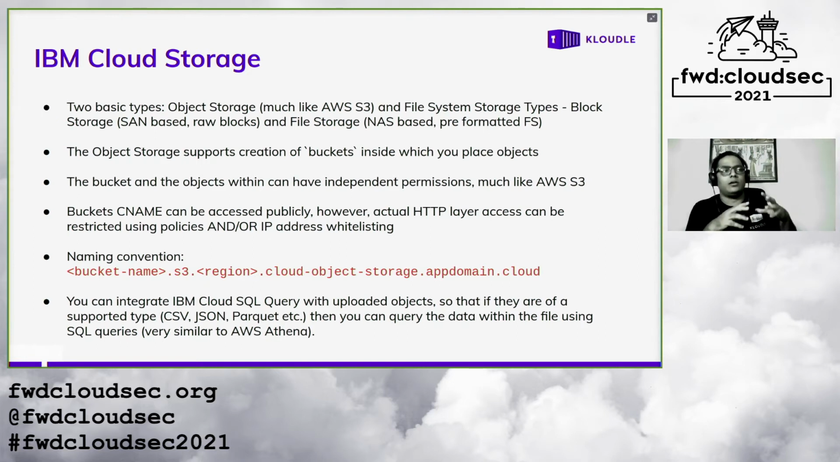The object storage supports creation of buckets inside which you place objects. And like AWS S3 again, you can have independent permissions for each object as well as the entire bucket, right? What is interesting was the naming convention for the IBM Cloud Storage buckets, where you have bucketname.s3.region.cloud-object-storage.appdomain.cloud, the cloud-object-storage.appdomain.cloud part being constant for all bucket types. Given that this is a subdomain of cloud object storage, discovery of buckets on the internet becomes simpler, right?